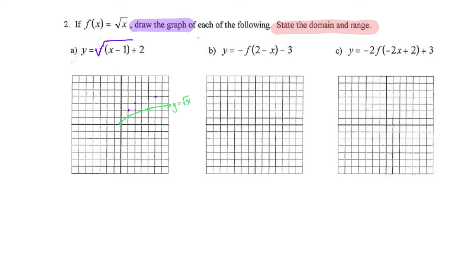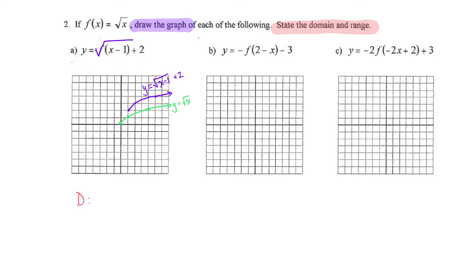Okay, now I'm going to connect those points and produce my transform curve. You'll notice I put an arrow on the end because I know that that curve goes on forever and ever off the grid. So I need to make sure that I put the arrow to show that. Now I can go ahead and label that as my y equals root x minus 1 plus 2. There we go.